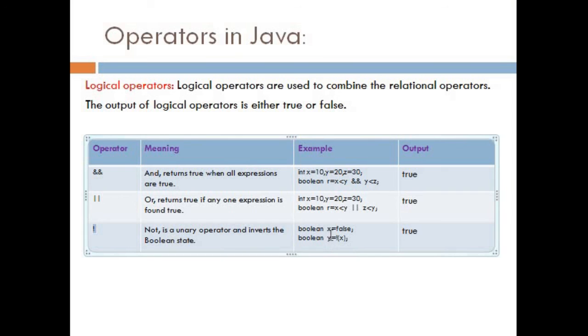This is because the variable y, when it is equal to not of x, shall return true, because not of false is true, and false is the value of the variable x. So with this I end my presentation here.